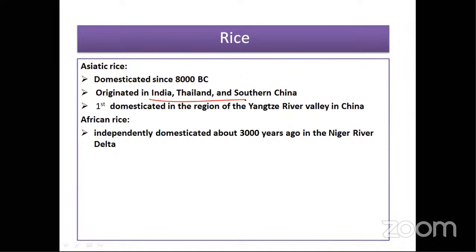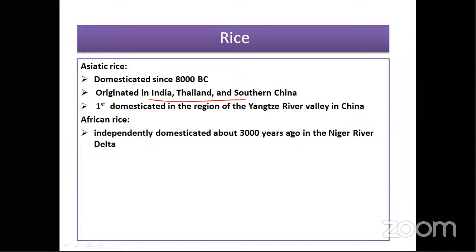I'm just forgetting the name exactly what it was. Can anybody recall what was the name? Just a second, just a second. Indica, japonica, javanica. Oh, yes. I'm so sorry.